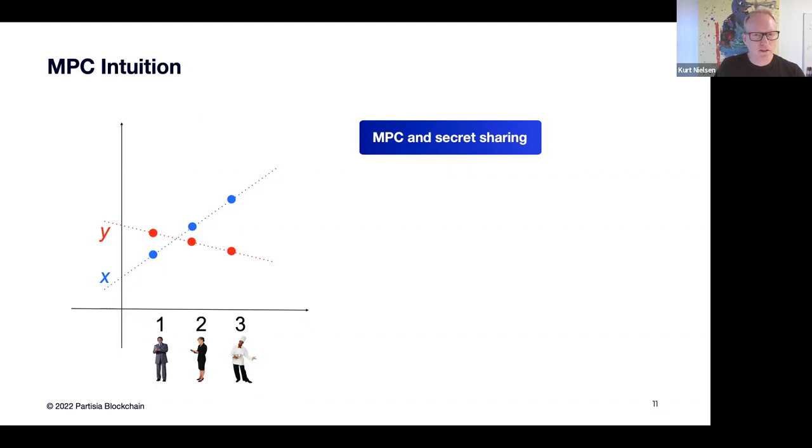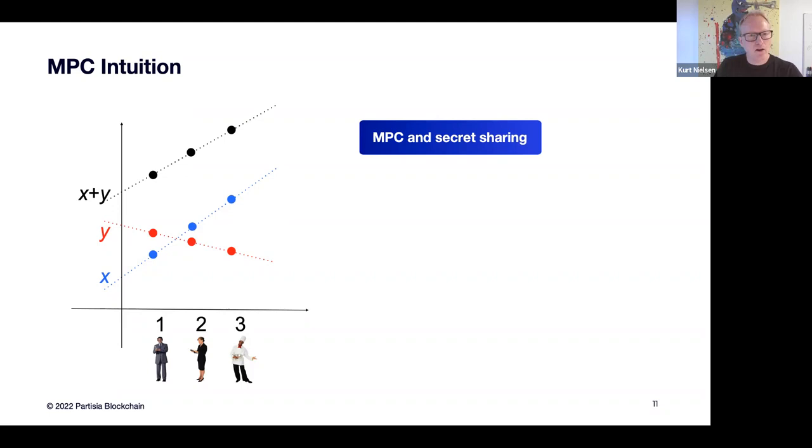That's the first part, sharing a secret. The second part is to actually compute on these shared secrets. In this case, I'm just going to show how you can add these numbers together, which is the simplest thing you can do and very easy to illustrate. Here we ask each of these parties to locally add the blue dot to the red dot, and we get the black dots at the end.